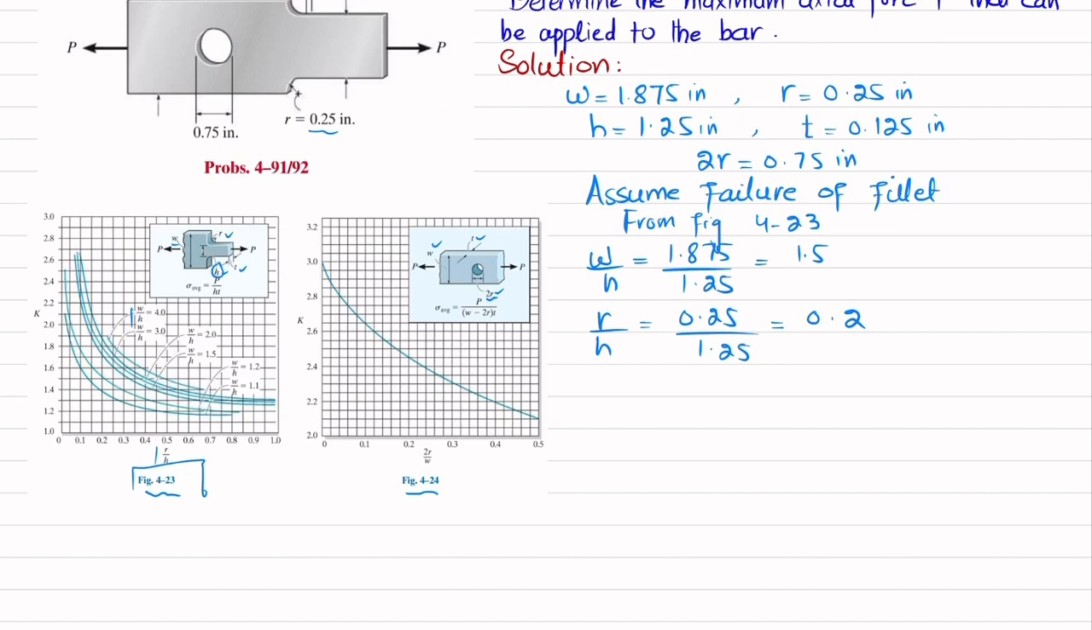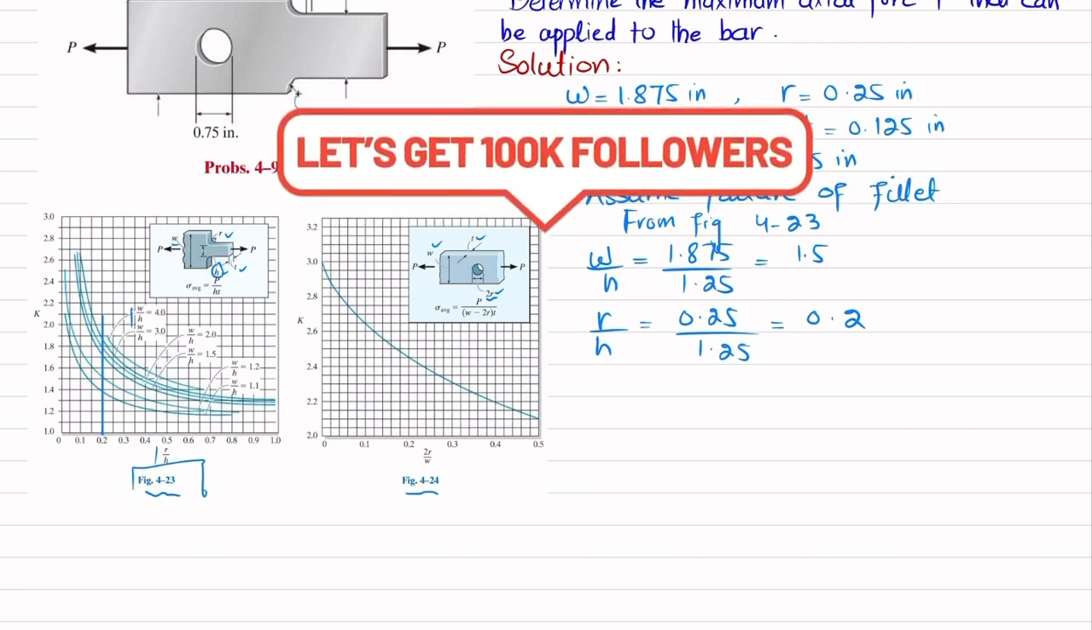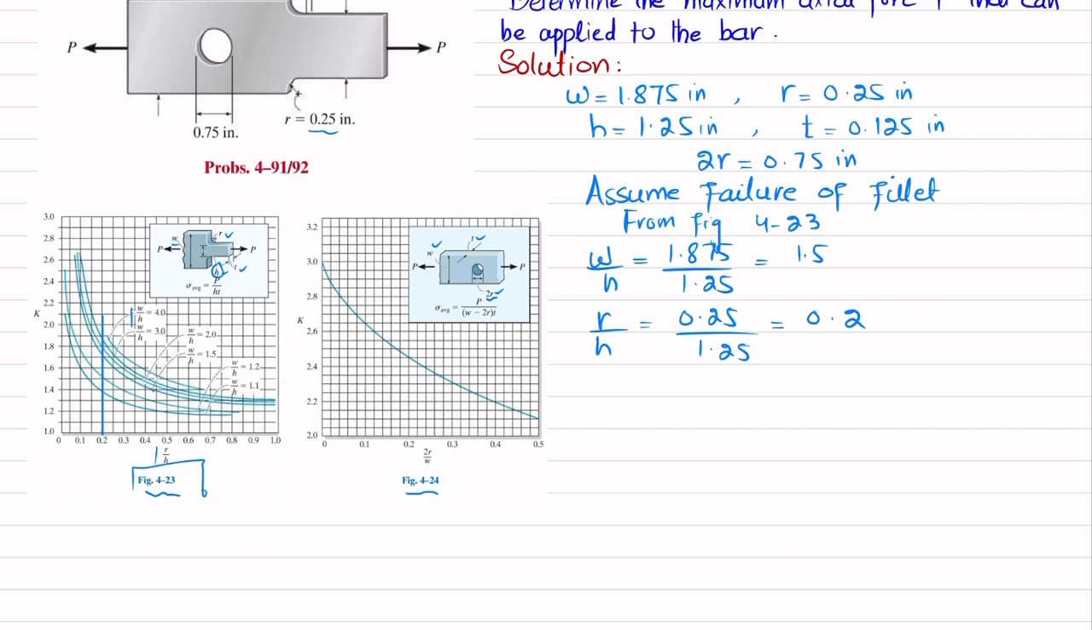Now R by H is 0.2, so starting from this point you have to draw a vertical line, and that will intersect the W by H is 1.5 curve. You can see this is the W by H 1.5 curve, and it is intersecting at this point. If you draw a horizontal line, this will be 1.7. So we will get K is equal to 1.7.